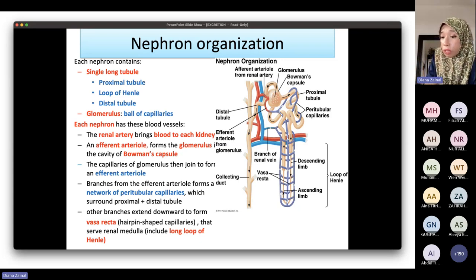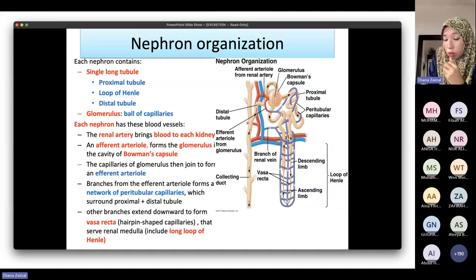That is really important for the secretion process and also for the reabsorption process to happen. Other branches extend downward to form the vasa recta, which looks like hairpin-shaped capillaries that serve the renal medulla, including the loop of Henle. Vasa recta is the name of the blood vessels surrounding the loop of Henle.